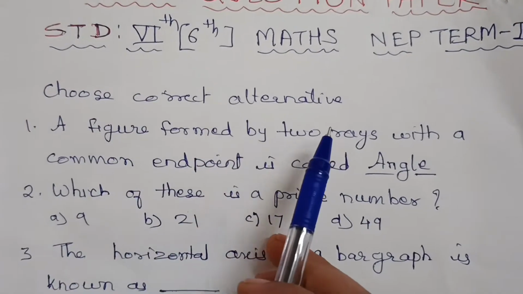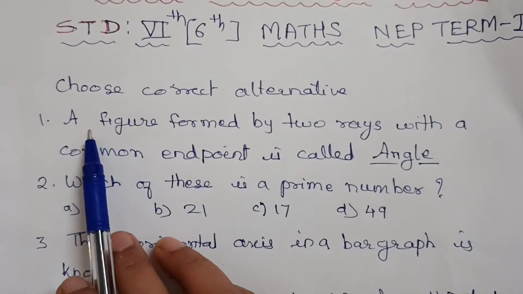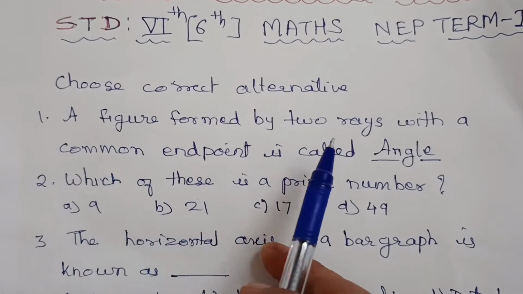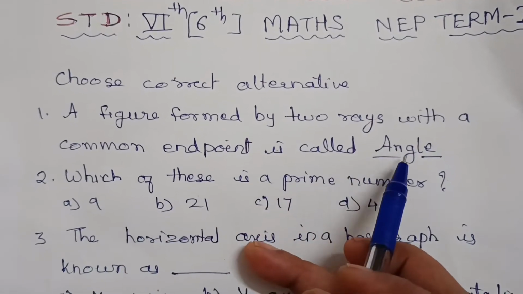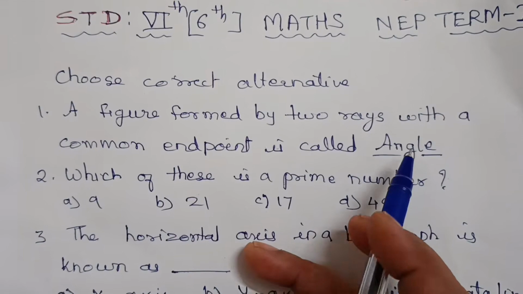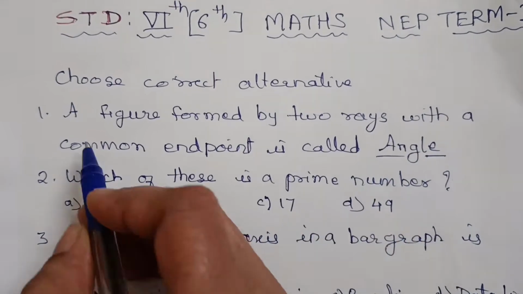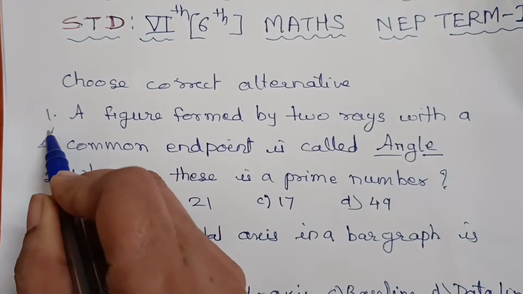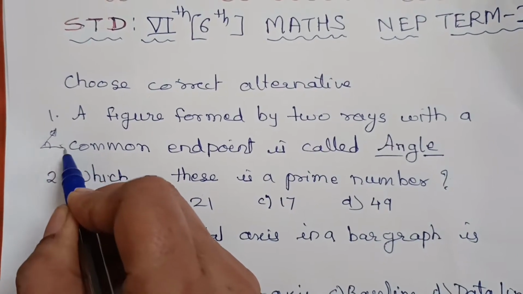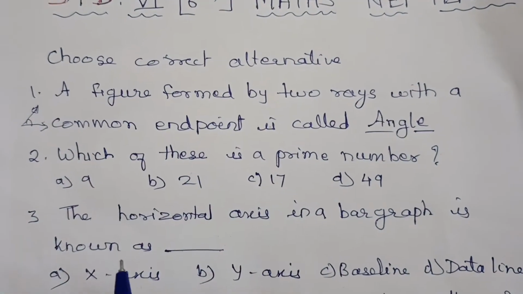Choose correct alternatives. First question is, a figure formed by two rays with a common endpoint is called dash. It is called an angle. Two rays and this is the angle. These are called rays pointing one side.